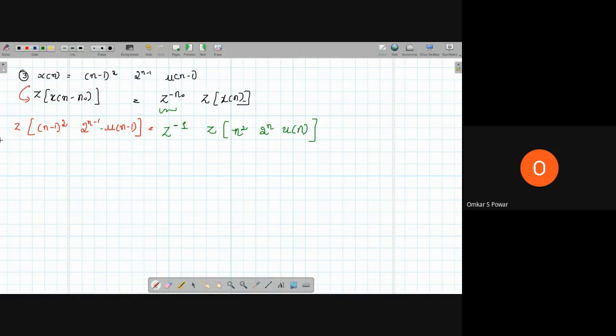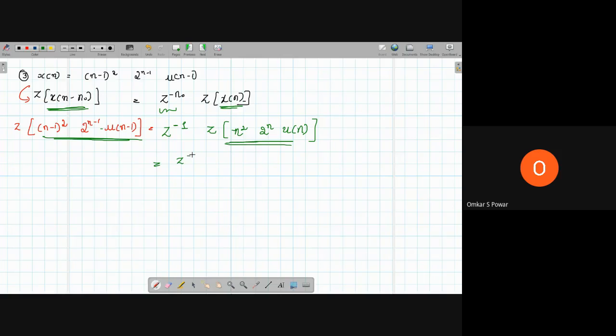Do not confuse. Okay. So previous problem and this problem, there is a difference. See the property here. It is x of n minus n naught. Here it is x of n. So this is x of n minus n naught and this is x of n. Okay. So make sure you do not confuse. Okay. So we'll solve this further.